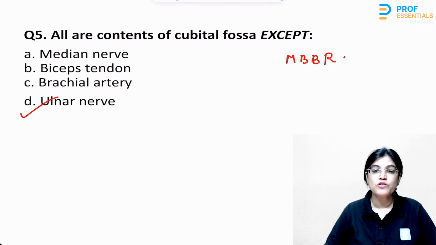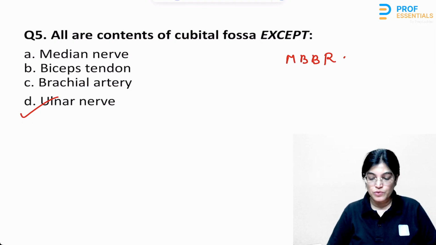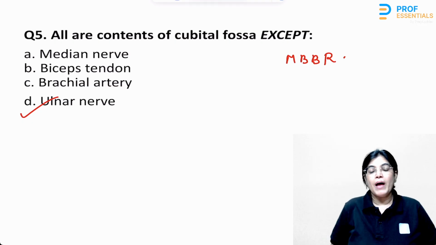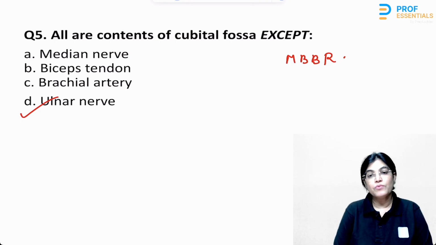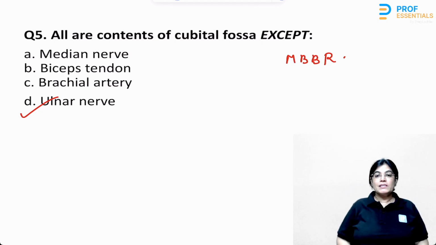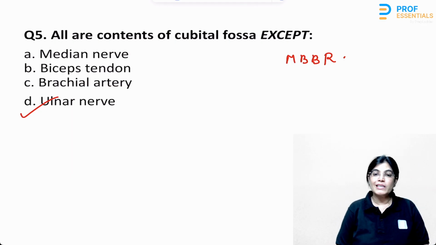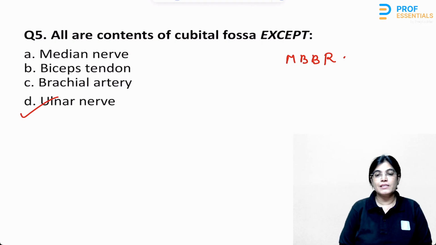It's very important that you know the boundaries, contents, roof and floor structures of the cubital fossa. So we have finished with the arm, and just to give you a quick recapitulation of what we have covered in today's session. Firstly, I discussed the muscles, the anterior and posterior compartment muscles of the arm. In the posterior aspect, we have three heads of triceps getting innervation from the radial nerve, with the action of extension of the elbow joint. In the anterior part, we have the BBC muscles, getting innervation from the musculocutaneous nerve, a branch from the lateral cord of the brachial plexus, having the root values C5, C6 and C7.